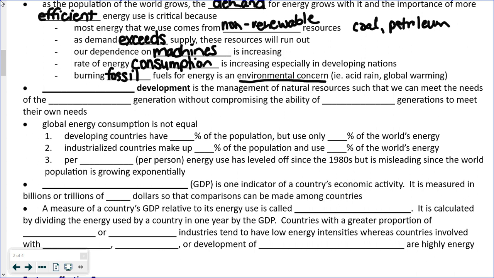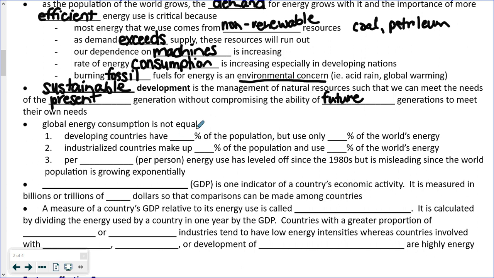So the next one is sustainable development. Sustainable development is the management of natural resources so that we can meet the needs of the present generation without compromising the ability of future generations to meet their own needs. So this is saying we're doing what we need to meet our needs, but we're not impacting future generations. We're not using up everything and saying, you guys better figure this out. So what we need is sustainable development, something that can go on for an extended period of time.